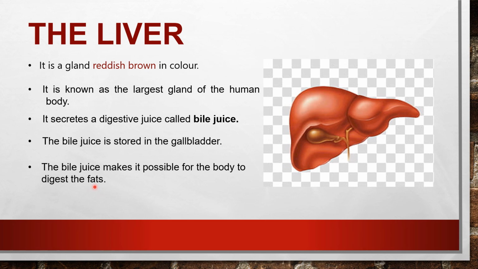So we will read once again. It is a gland, reddish brown in color. It is known as the largest gland of the human body. It secretes a digestive juice called bile juice. The bile juice is stored in the gallbladder. The bile juice makes it possible for the body to digest fats.